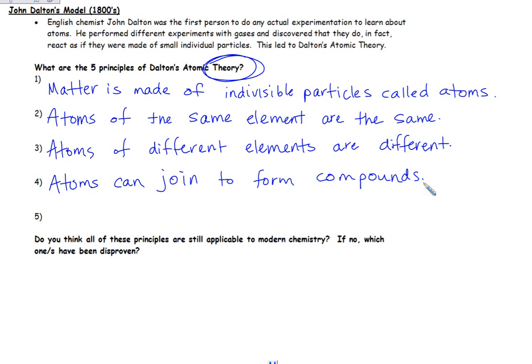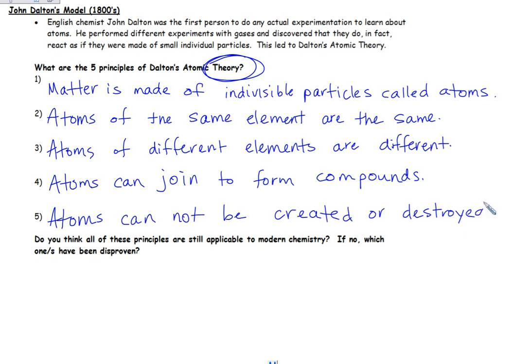And finally, number 5. Atoms cannot be created or destroyed. Interesting. Okay, so as you look through these 5 statements, again, some of it is brutally obvious, and you're like, oh yeah, I have no problem with that.